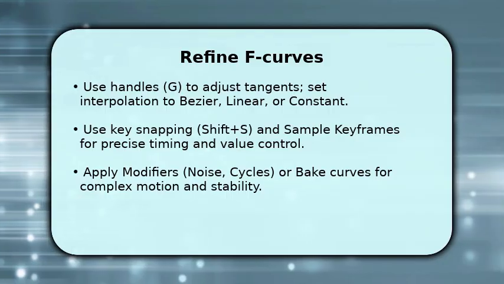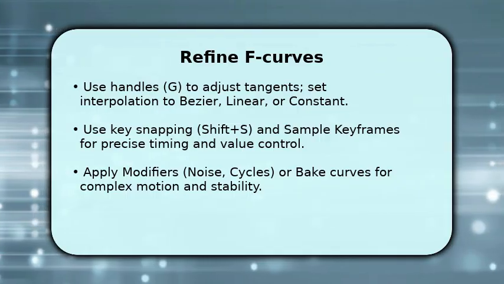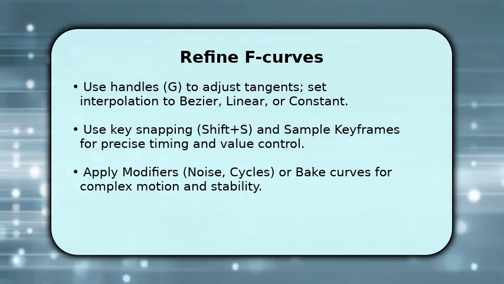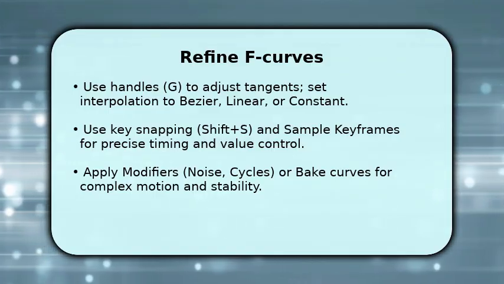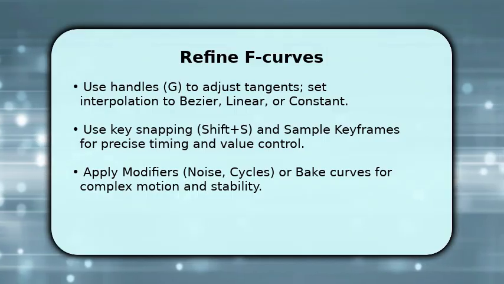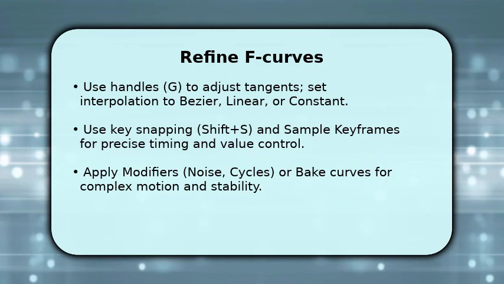For repeating or procedural motion, add F-curve modifiers like noise or cycles. They generate motion without extra keys. If you need final, exportable curves, bake modifiers into keyframes. Make sure to preview in the 3D view so the curve edits match actual motion.